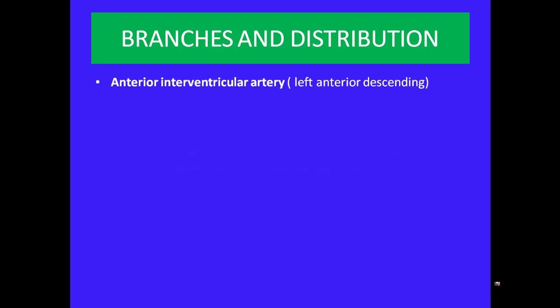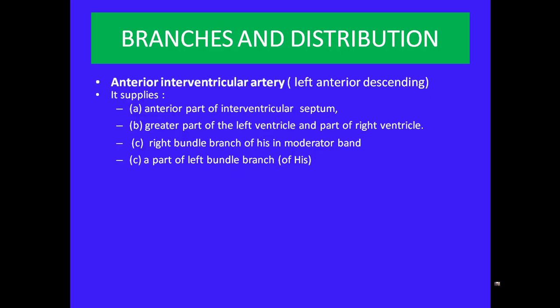Branches and distribution of the left coronary artery. The anterior interventricular artery, also called the left anterior descending coronary artery, supplies the anterior part of the interventricular septum, in fact the anterior two-thirds of the interventricular septum. It also supplies the greater part of the left ventricle and part of the right ventricle. It also supplies the right bundle branch of His, which is present in the moderator band. It also supplies part of the left bundle branch of His.